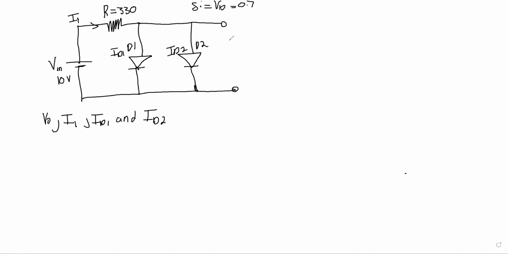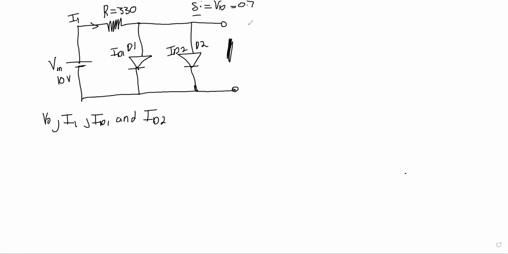V out is the voltage across here. So what is that voltage? Since these diodes are parallel, their voltage is the same. Remember, we are dealing with a silicon diode, practical model. Now, they are parallel, the voltage is the same, which is 0.7.